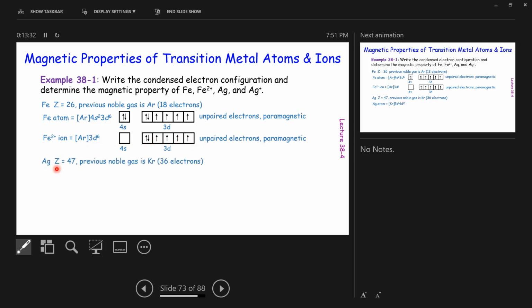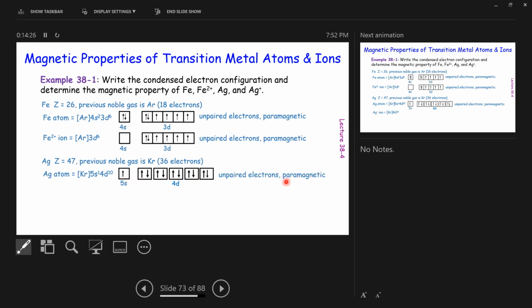How about silver atom? The atomic number is 47. Therefore, there should be 47 electrons. And the previous noble gas is krypton, 36 electrons. Here is silver atom's electron configuration, krypton, then followed by valence electrons, 5s1, 4d10. Let's look at the orbital diagram. There is one unpaired electron. Therefore, it should be paramagnetic.